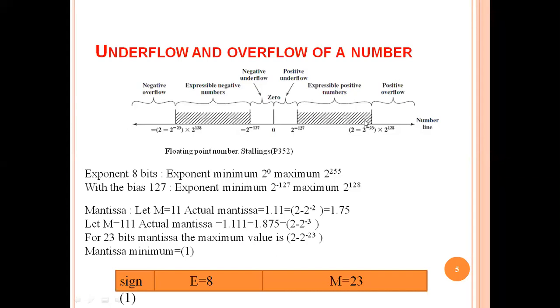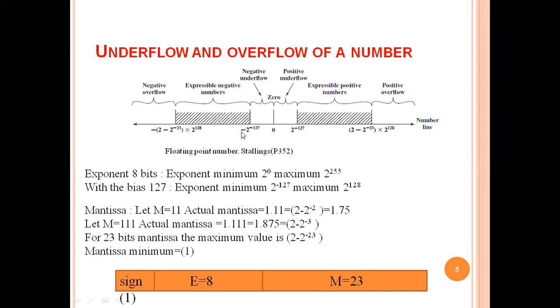If your program generates a number more than that, it will be a positive overflow. And if your system generates a number less than this, in this region, it will be an underflow, a positive underflow. Clear? Now again, the negative numbers. If you multiply minus 1 with this, it will be the minimum negative number, minus (2 minus 2 to the power minus 23) into 2 to the power 128. This is the minimum negative number you can represent.